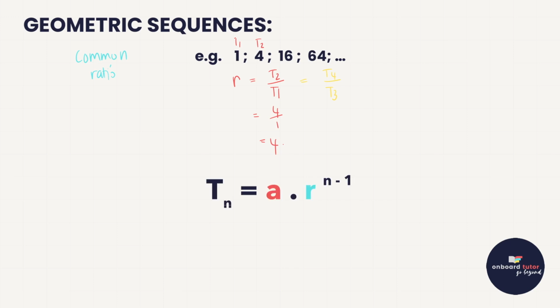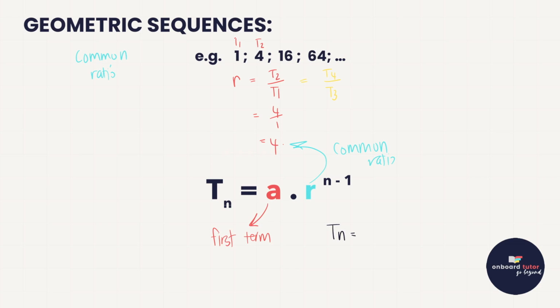Sequences with a constant ratio are known as geometric sequences, and they have the following formula. Tn is equal to a multiplied by r to the n minus 1. And in this instance, a is the first term and r is the common ratio. You could work out the formula then, or the nth term of this sequence, by substituting into this formula.